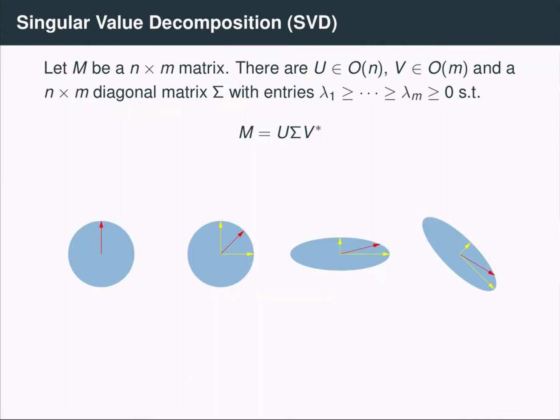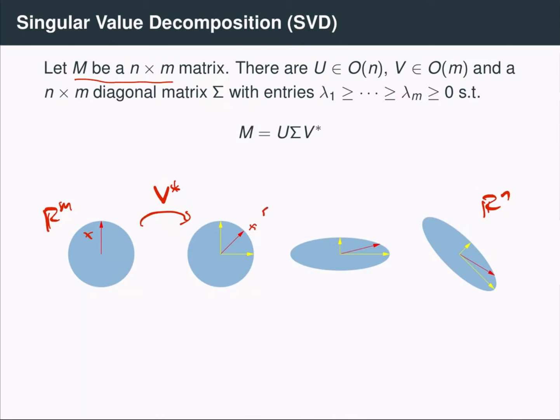So geometrically speaking, what the singular value decomposition says is that given a linear transformation M going from Rm to Rn, we can decompose the linear transformation into three different transformations. The first one is just a rotation. It takes a vector x and rotates it without changing its size.